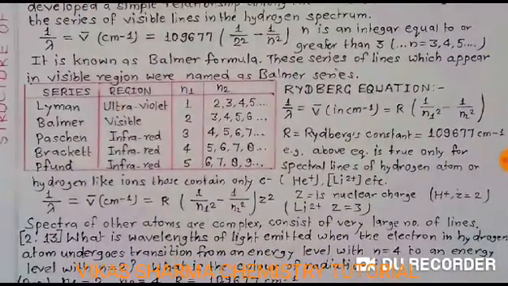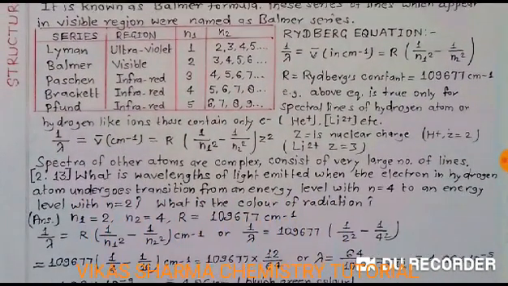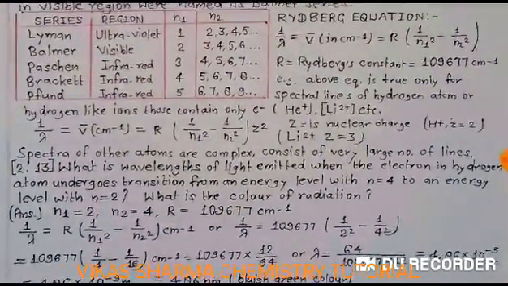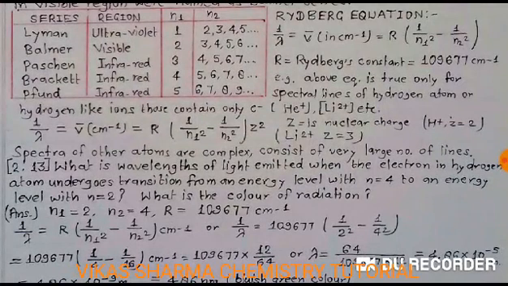Spectra of other atoms are complex and consist of a very large number of lines. So the numerical in NCERT based on this Rydberg constant is 2.13. What is the wavelength of light emitted when the electron in a hydrogen atom undergoes transition from an energy level with n equal to 4 to an energy level with n equal to 2?